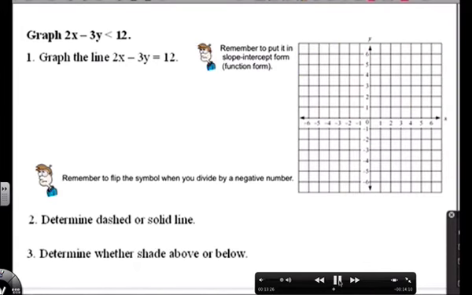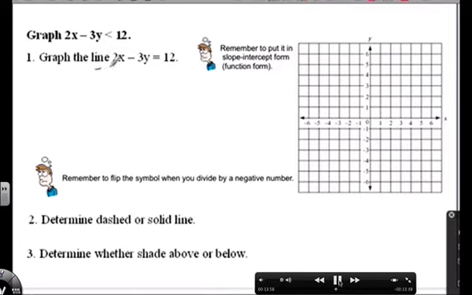Let's do another example. 2x minus 3y is less than 12. When we were solving linear equations, it had to be in slope-intercept form. Is this in slope-intercept form? No. So what we need to do is move this around to get it into slope-intercept form.